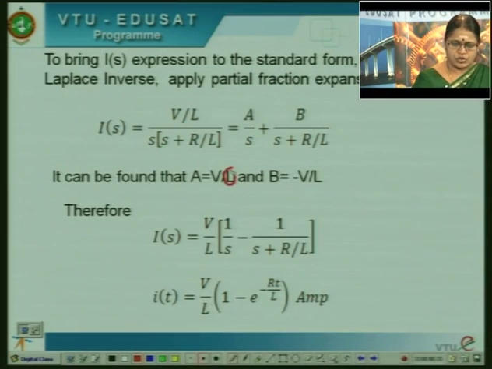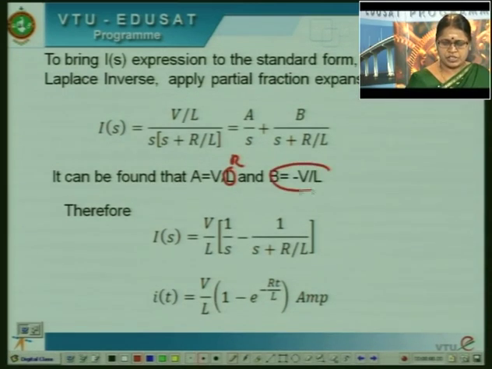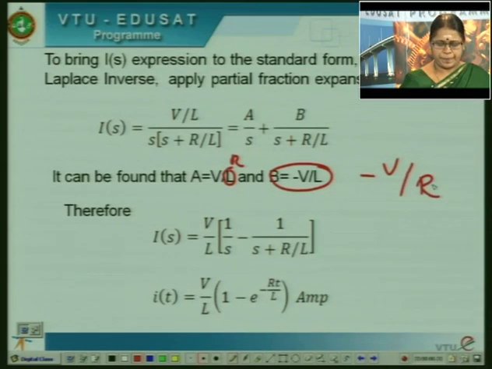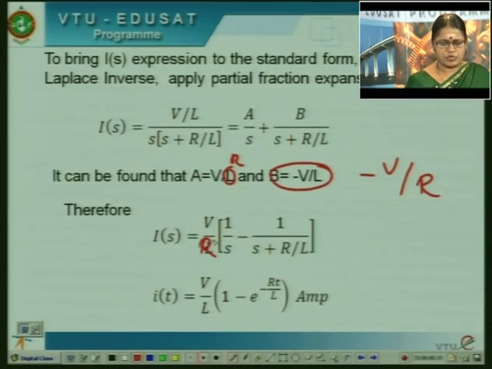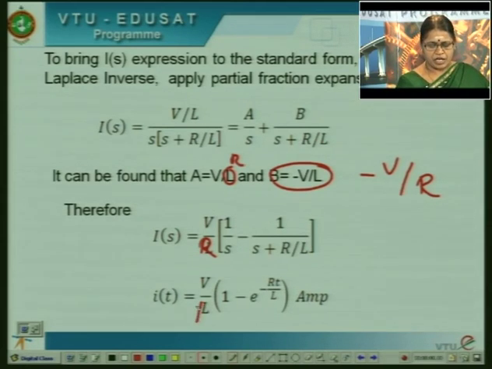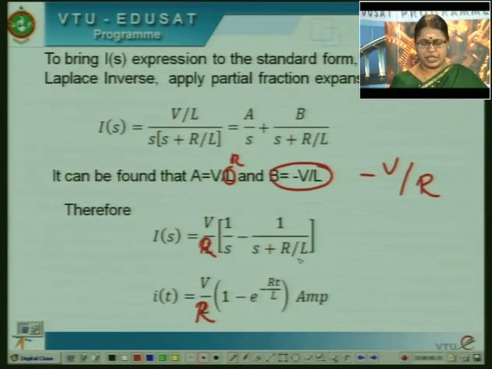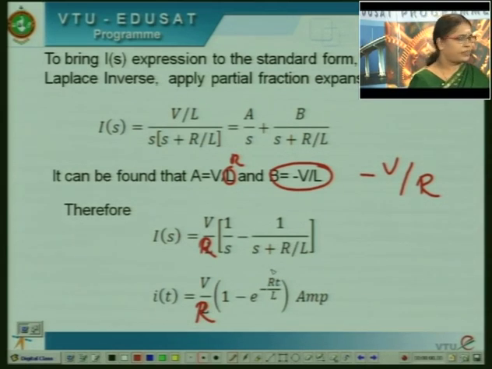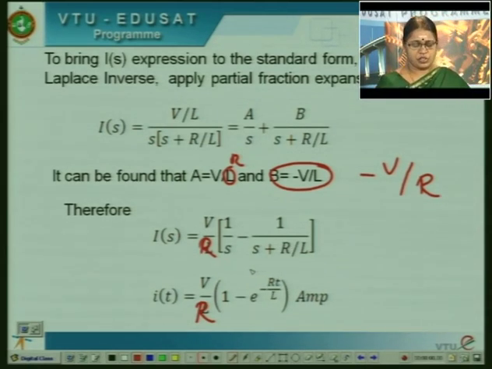Because the A value is V by R, B value is minus V by R, and hence this term becomes V by R into 1 by S minus 1 by S plus R by L. So, I of t is V by R into Laplace inverse of 1 by S, that is 1, and Laplace inverse of 1 divided by S plus R by L, which comes out to be e power minus R by L into t. So, the expression for I of t is V by R into 1 minus e power minus R by L into t.